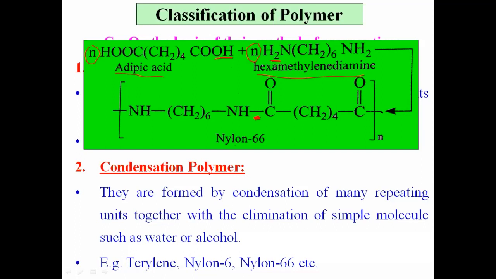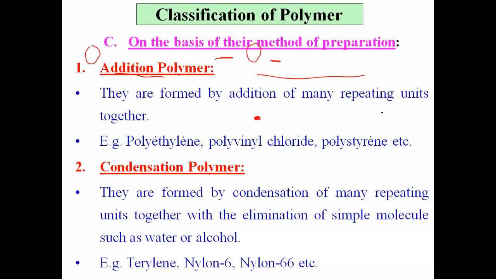And a polymer which is prepared by using a condensation reaction is called a condensation polymer. Nylon 66 is prepared by condensation of hexamethylene diamine and adipic acid. Therefore, it is an example of a condensation polymer. Okay, this is just about the classification of polymers on the basis of their method of preparation. There are two types, addition and condensation polymer.